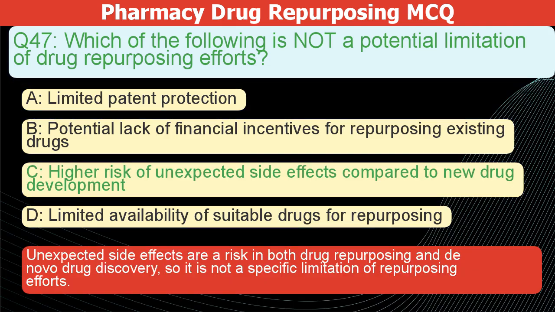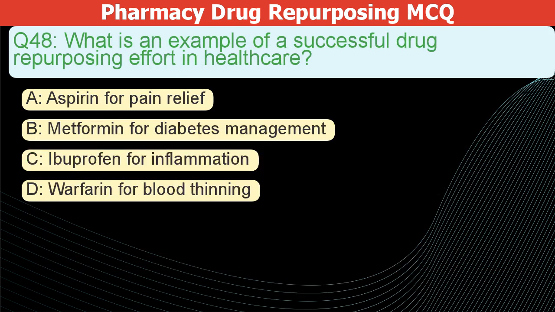The correct answer is C. Unexpected side effects are a risk in both drug repurposing and de novo drug discovery, so it's not a specific limitation of repurposing efforts. What is an example of a successful drug repurposing effort in healthcare? A. Aspirin for pain relief. B. Metformin for diabetes management. C. Ibuprofen for inflammation. D. Warfarin for blood thinning.